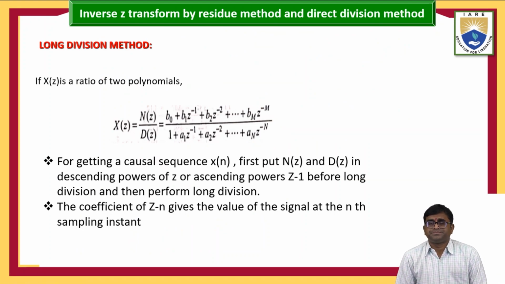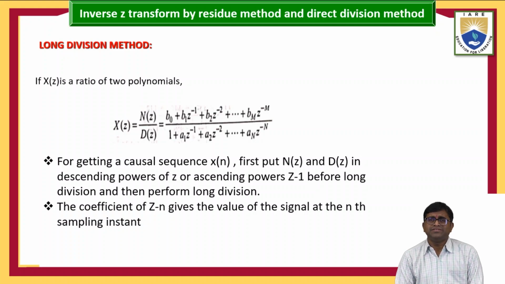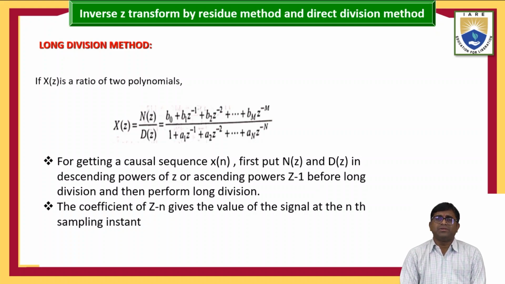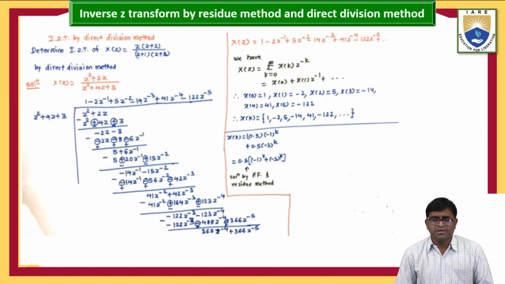In the long division method, we have the sequences, where X(z) equals N(z) by D(z), where N(z) starts from b naught up to bm, and D(z) starts at 1 plus further terms. First of all, in the long division method, we have to divide to get the values of the signal at the installments.